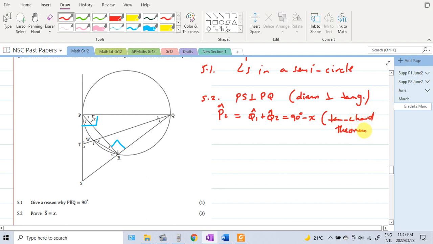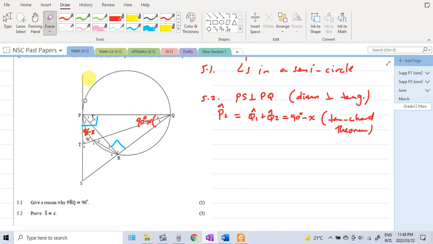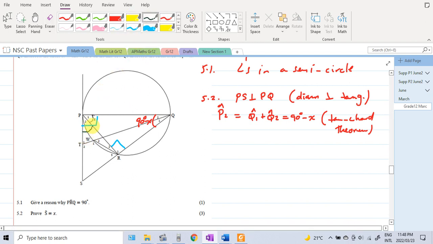This is because of the tan chord theorem. So tan chord theorem, we have this to be 90 degrees minus x, because this is also 90 minus x. Now you can see the tan chord theorem, which is right here. There's your tangent and your chord. Directly opposite the chord is that angle Q1 and Q2. So let's make it like this: 90 degrees minus x, and this angle here is also 90 degrees minus x. Now remember, you've got a 90 degrees minus x here, you've got a 90 degrees here, so obviously this angle has to be x.